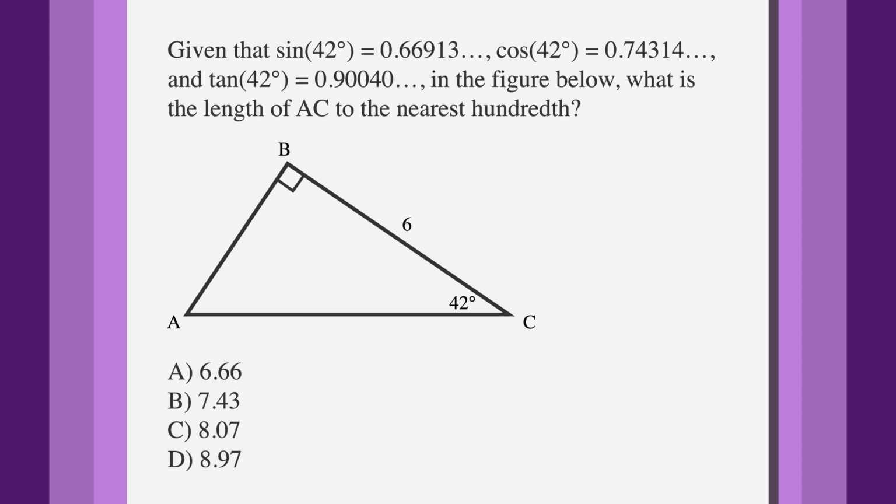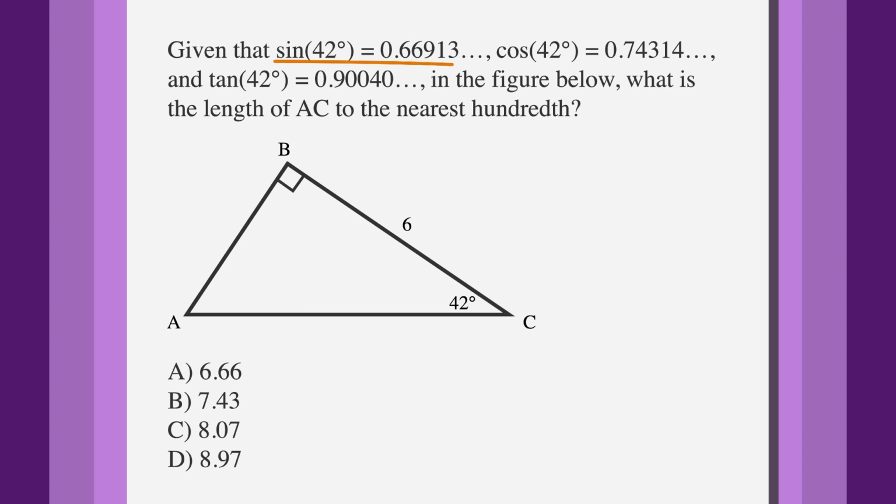Given that sine of 42 degrees equals 0.66913, cosine of 42 degrees equals 0.74314, and tangent of 42 degrees equals 0.90040, in the figure below, what is the length of AC to the nearest hundredth? Our answer choices are A, 6.66, B, 7.43, C, 8.07, and D, 8.97.